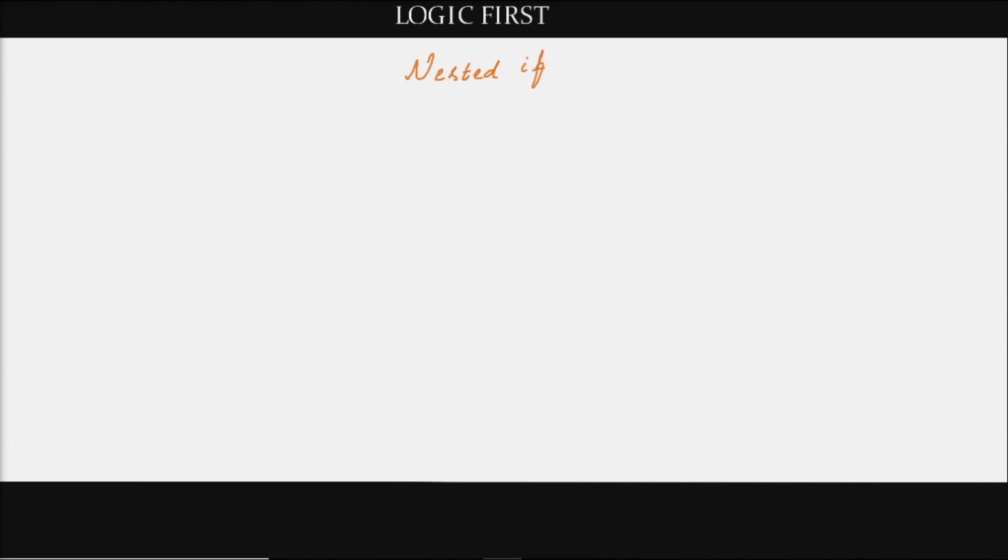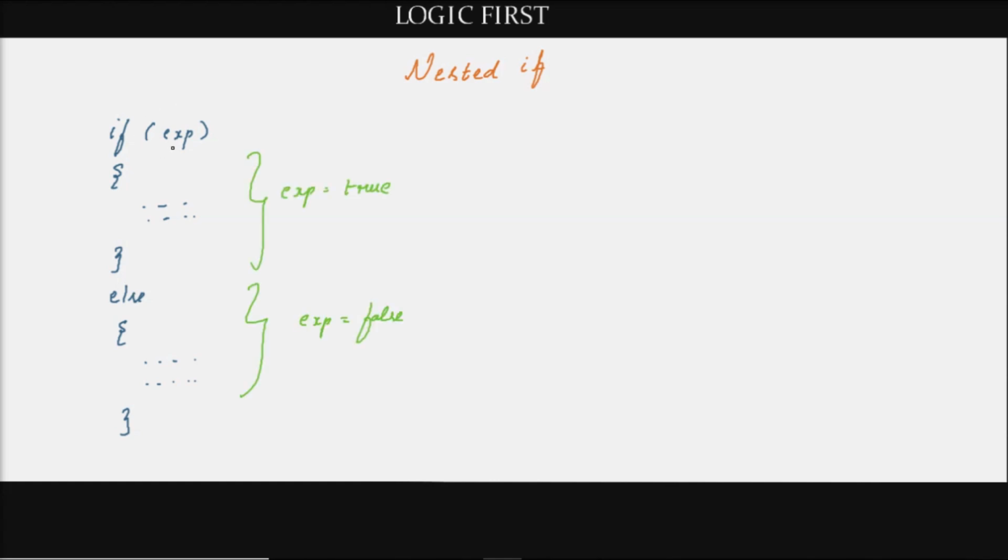In the previous video, we saw the basic syntax of if-else. If some expression followed by a block of code. So if this expression is true, then this block of code gets executed. If it is false, then the code belonging to the else part gets executed. So when this code gets executed, the else part code is not checked at all. It is totally skipped.